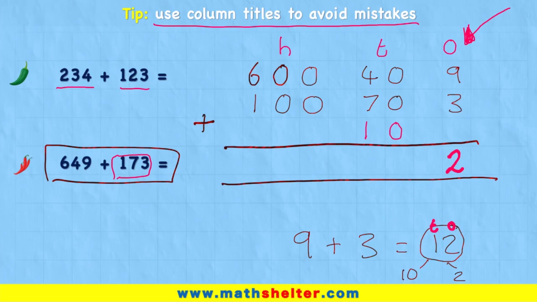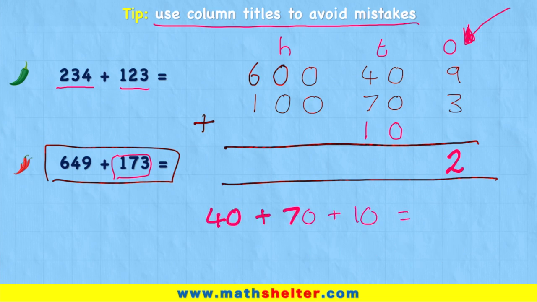And now I can do the 10s. I have 40 plus 70 plus 10. So let's have a look at that down here as well. And 40 plus 70 plus 10 gets me to 120. And my 120 can be looked at as a 100, a 20, and 0 1s. Now we're glad it's 0 1s because we've already done our 1s column.